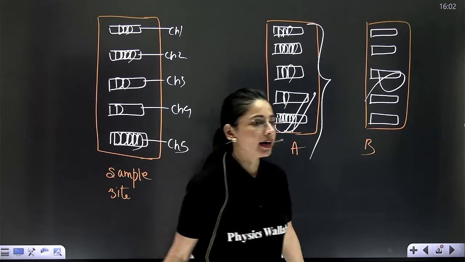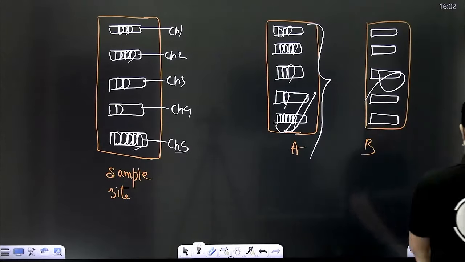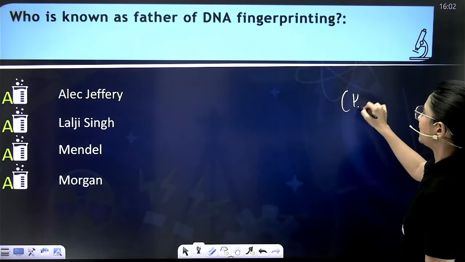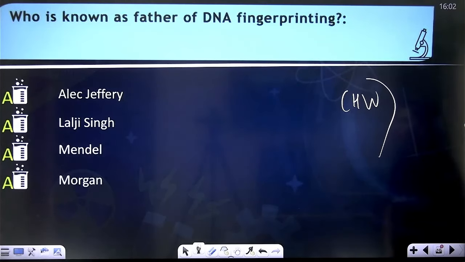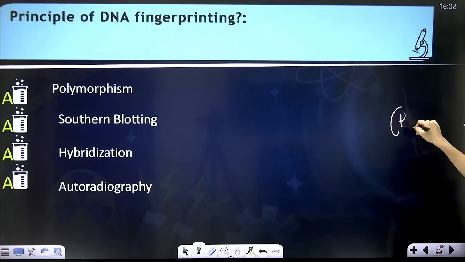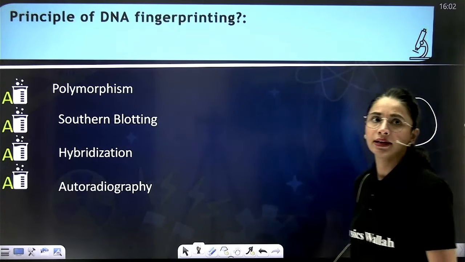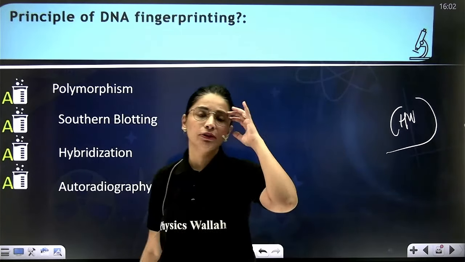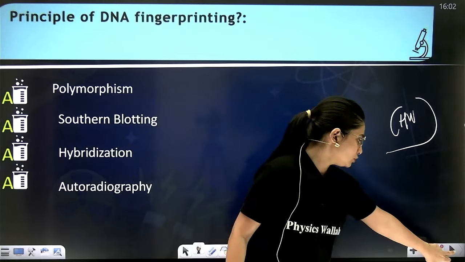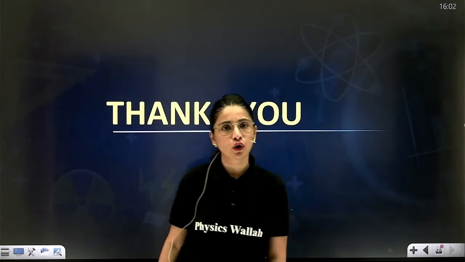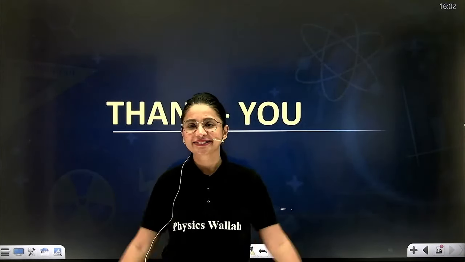Right? Understood everyone? So this is for today. Some questions. Who is known as the father of DNA fingerprinting? Not the Indian father. Next question. What is the principle of DNA fingerprinting? I hope you all will be able to solve these 2 questions. You will get some DPPs also to solve. I hope you all have understood this chapter.